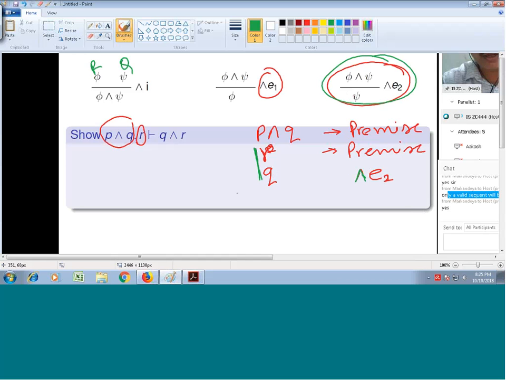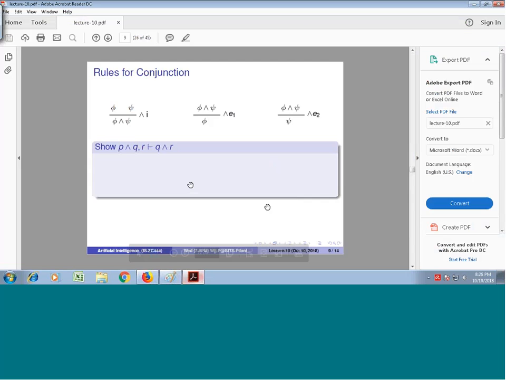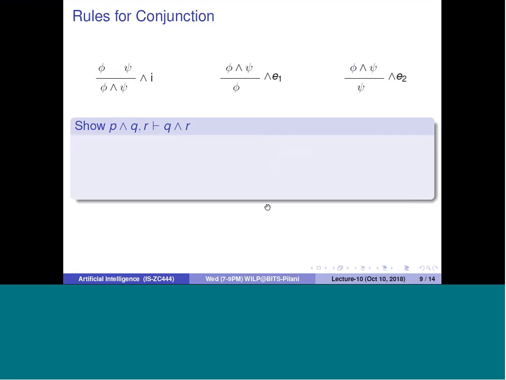So what can I write? I can write Q and R. Q and R is with me. I can write like this. Similarly, using these two, I can write Q and R. And here I have introduction of and placed. Now I got the answer. You see now how we have come up with this solution. Okay. Can you see this? Simple.